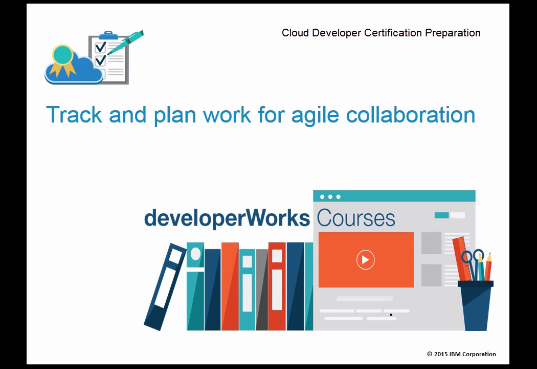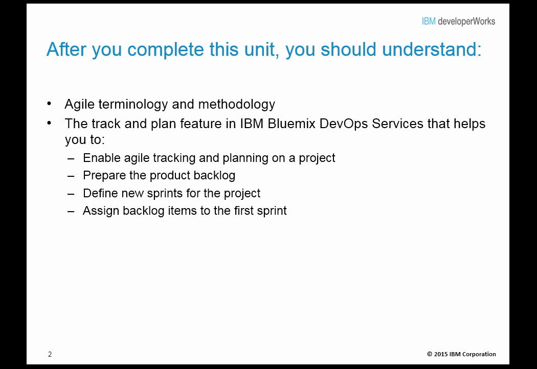Welcome to the IBM Cloud Developer Certification Section 5.2, Plan and Track Work for Agile Team Collaboration. In this section, we will define Agile terminology and methodologies, and utilize a track and plan functionality in IBM Bluemix DevOps Services to enable Agile tracking and planning on a project, prepare a product backlog, define new sprints for the project, and assign backlog items to the first sprint.